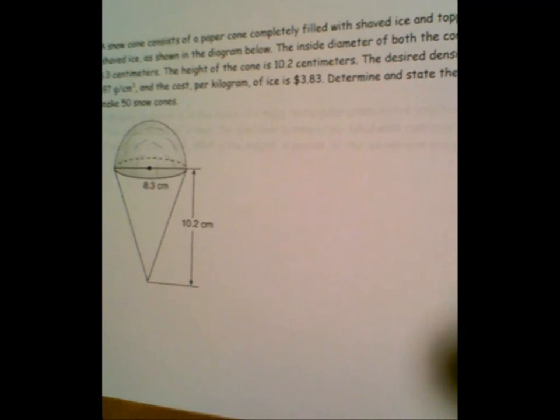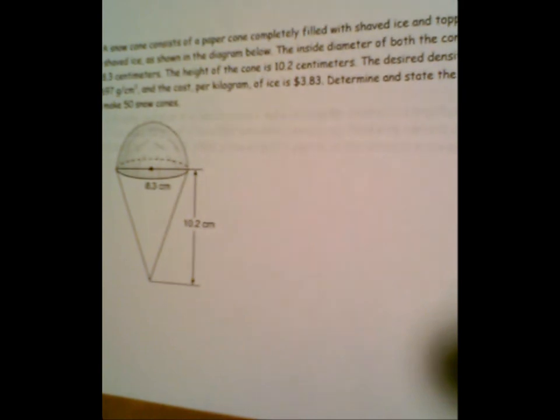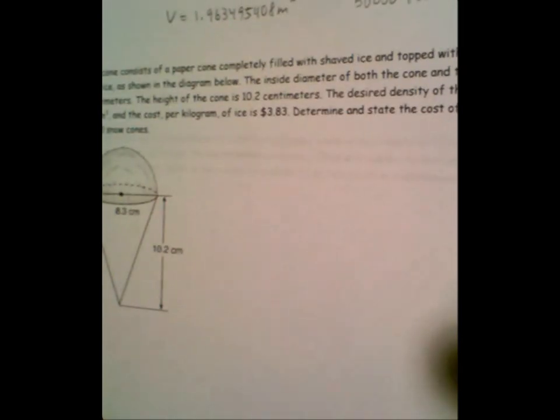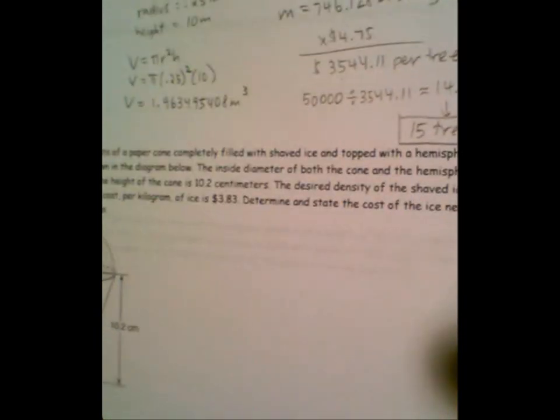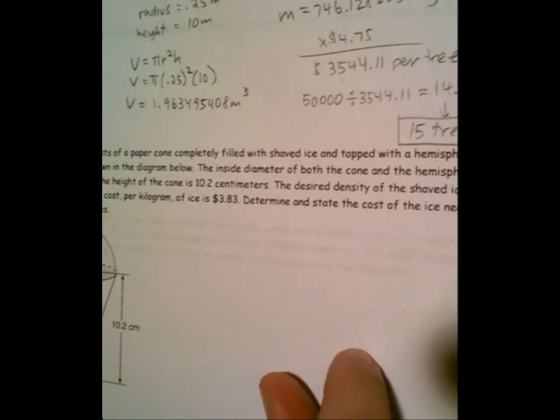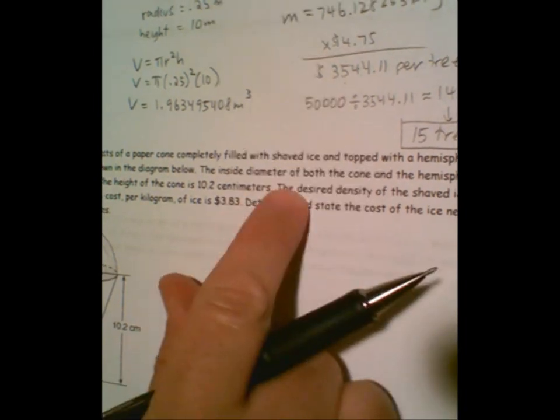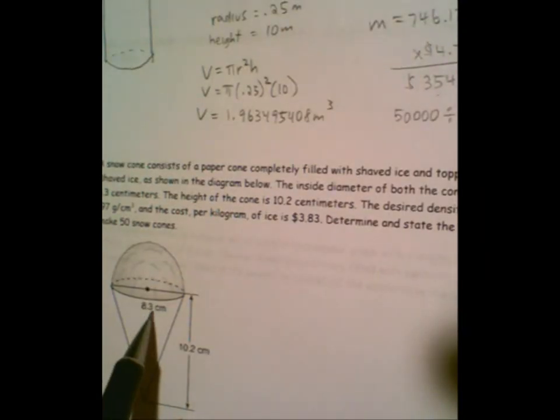Okay, number 2. Number 2, a snow cone consists of a paper cone completely filled with shaved ice and topped with a hemisphere of shaved ice, as shown in the diagram below. The inside diameter of both the cone and the hemisphere is 8.3 centimeters. That's for the diameter. The height of the cone is 10.2 centimeters. The desired density of the shaved ice is 0.697 grams per centimeter cubed.